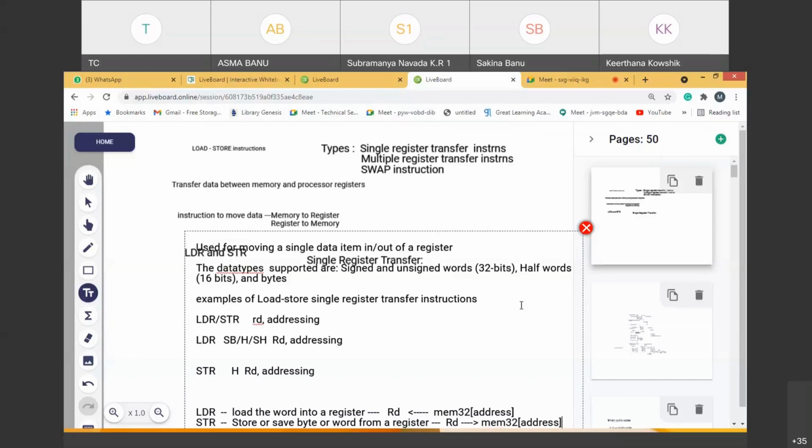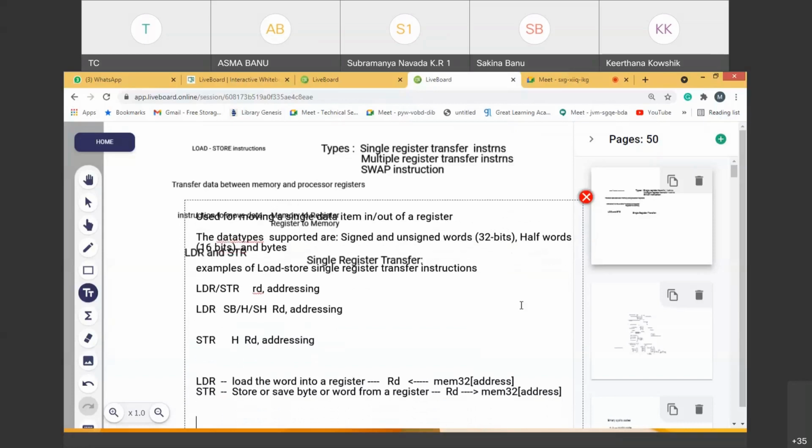So just understanding: if I write LDR as an instruction, it loads the contents of memory into the register. If I say LDRB, okay, what is the meaning?